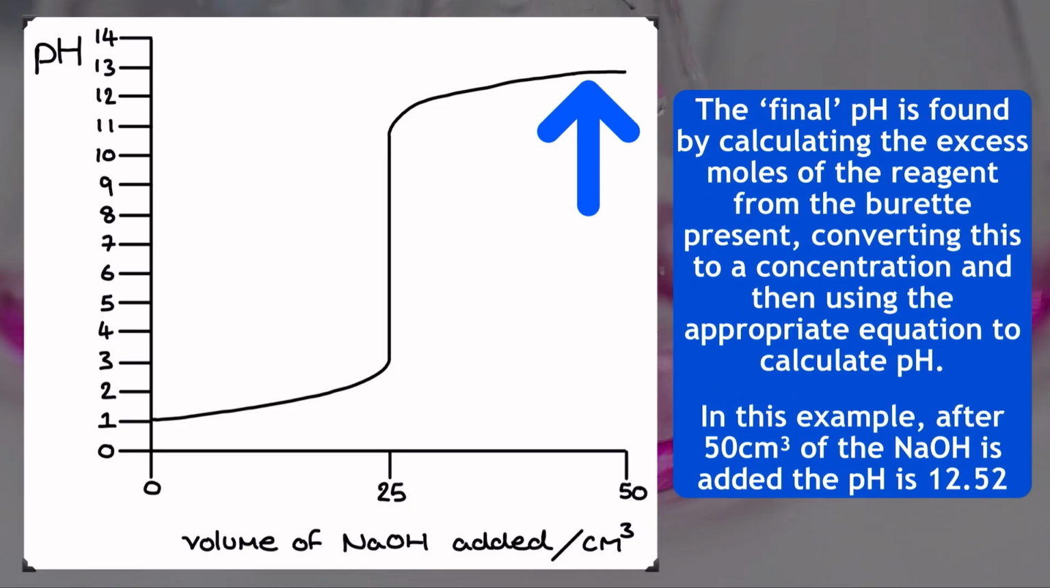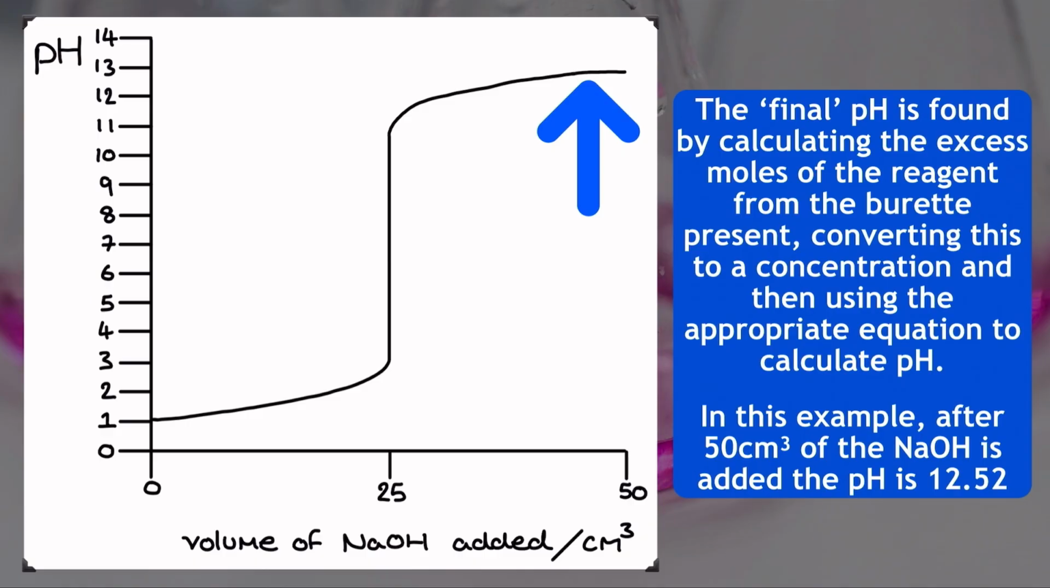Now over here we've got the final pH value, and the final pH value is found by calculating the excess moles of the reagent from the burette present. This is converting this then into a concentration and then using this in an appropriate equation to calculate pH. In this example, after 50 centimeters cubed of the sodium hydroxide is added, the pH actually comes out as 12.52.